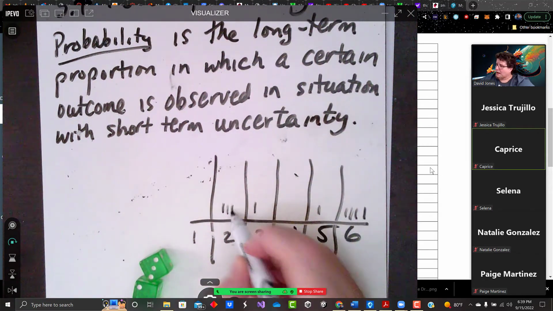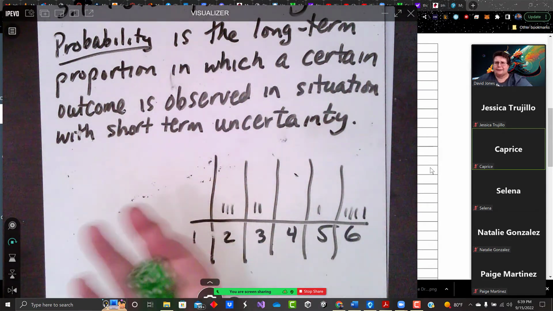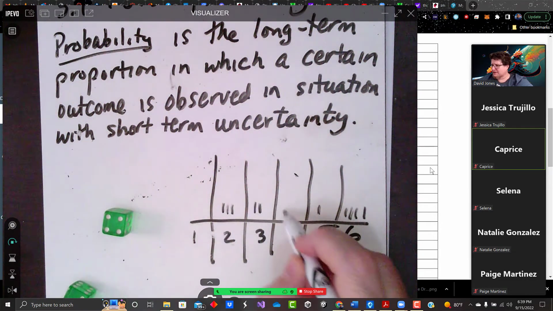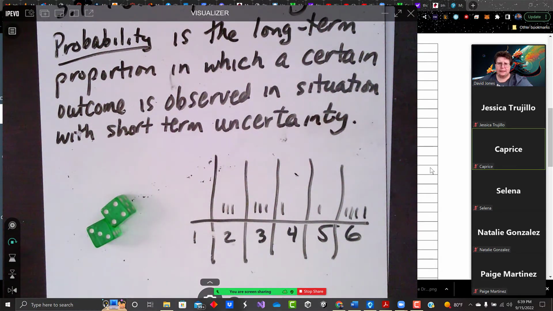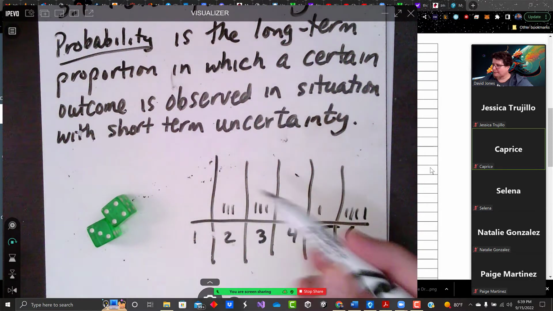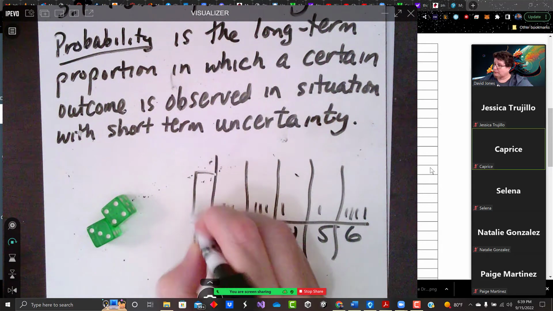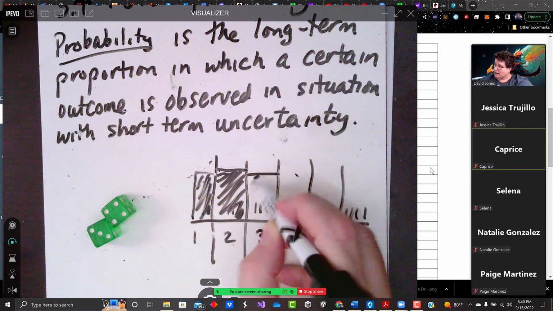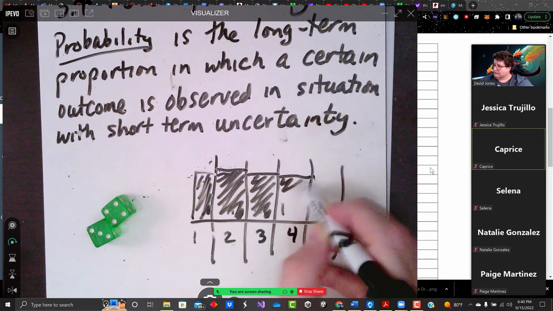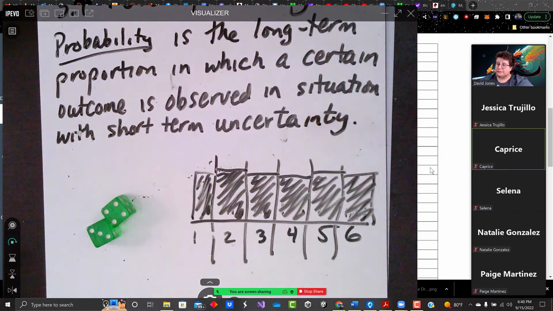So when I say short-term uncertainty, I don't know what I'm going to get when I roll these. I didn't know I was going to get a 4 or a 3 this round. But if I do this enough times, and I add them up and do like a histogram for them, the bars are going to be pretty close to the same height. And if I could do it an infinite number of times, they would be the exact same height.